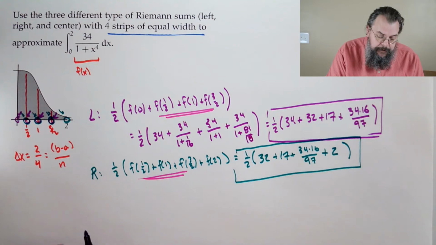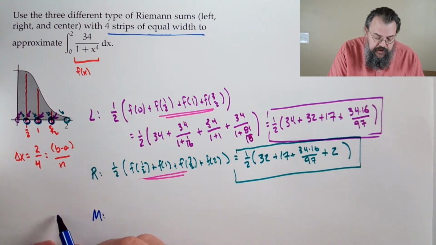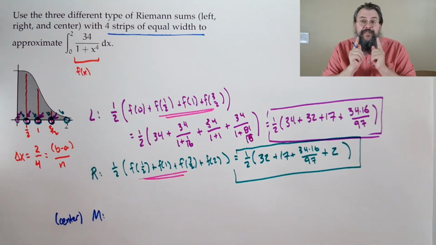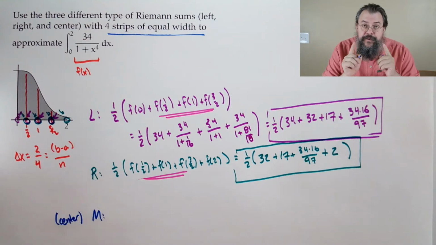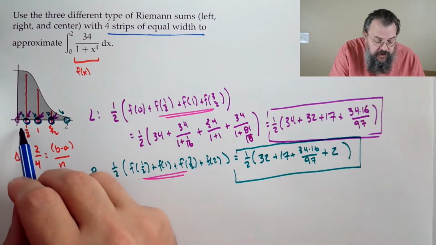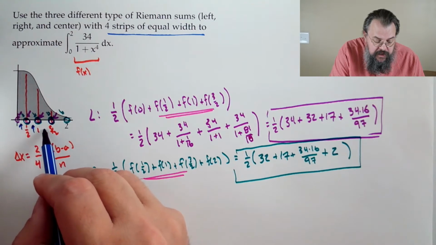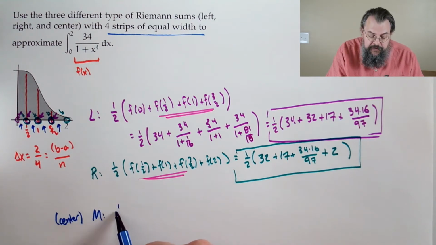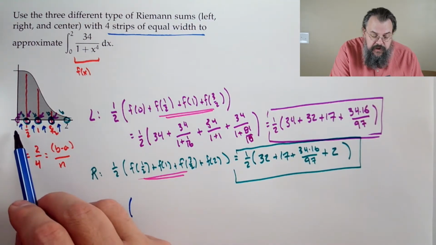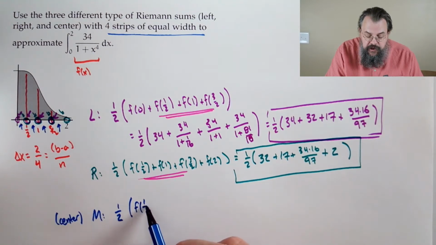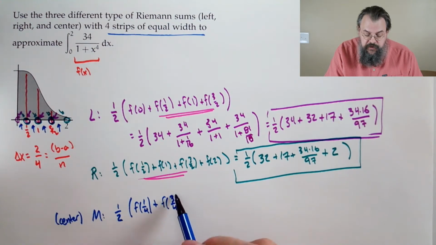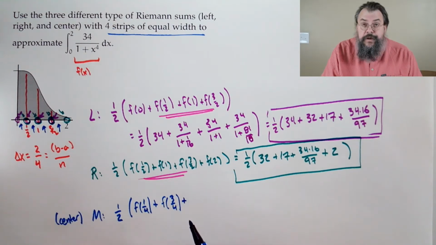So we'll use M for midpoint, but this is our center. And what does that mean? Well, it means for every interval, we're going to be looking at the center of that interval. That's where we're going to plug in. So we're going to go halfway in between. So it's completely different from the left and the right. Because what do we have? Well, it's still a half. That's our width. But between 0 and a half, the halfway is a fourth. Between a half and 1, halfway in between is 3/4. Between 1 and 3 halves, halfway between there, well, that's 1 1/4.